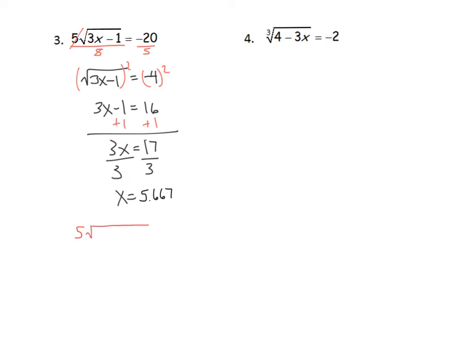The question is, is this a solution to the original equation? 5 times the square root of 3 times 5.667 minus 1. Does that equal negative 20? Okay. When you compute our work on the left-hand side, we're going to get 20 over here, and 20 does not equal negative 20. So again, this is an extraneous solution.